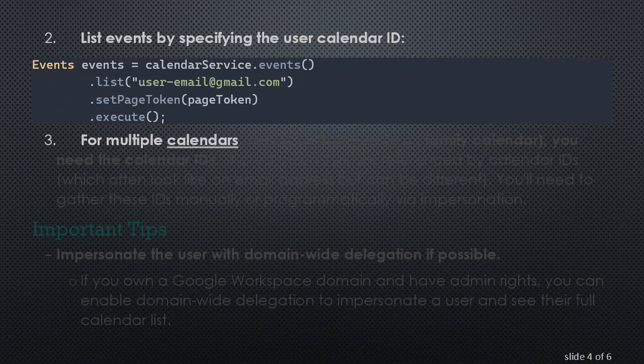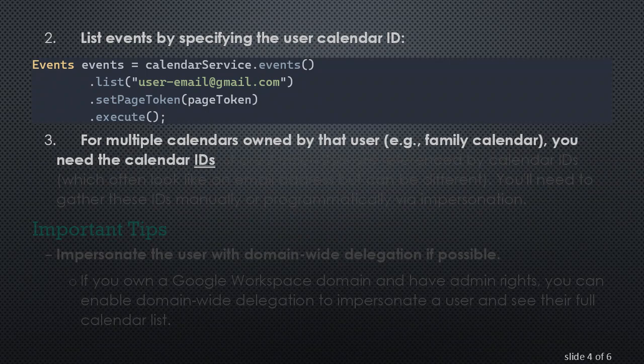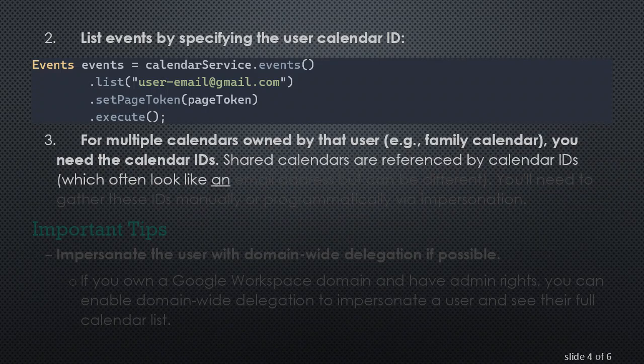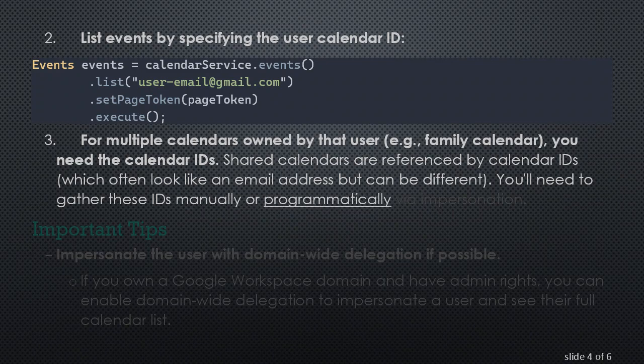For multiple calendars owned by that user, for example a family calendar, you need the calendar IDs. Shared calendars are referenced by calendar IDs, which often look like an email address but can be different. You'll need to gather these IDs manually or programmatically via impersonation.